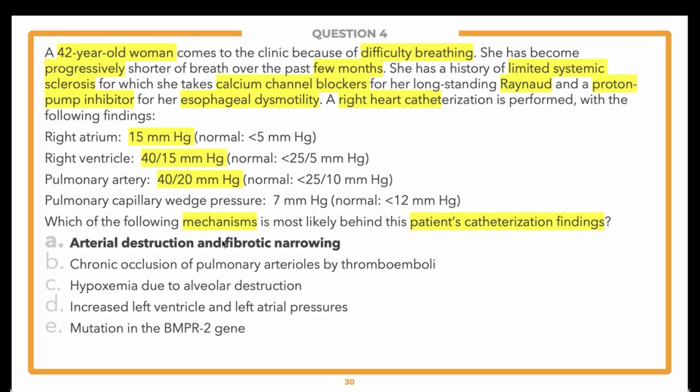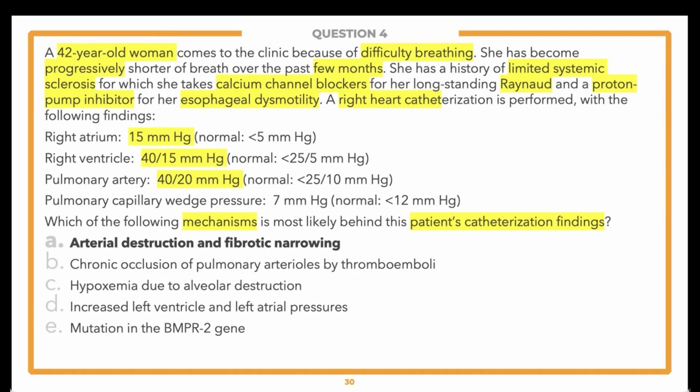So in the options here, they're giving you the different types. For example, option choice E is that BMPR gene mutation. That's the primary cause of pulmonary hypertension. In this situation, this pulmonary hypertension is secondary to the systemic sclerosis, causing fibrosis and causing arterial destruction and narrowing of it, which is what's going on here.